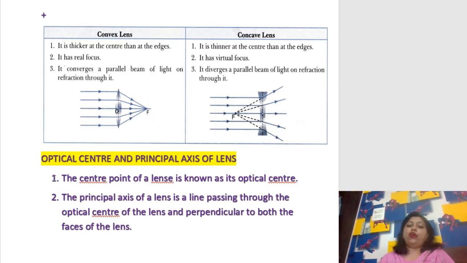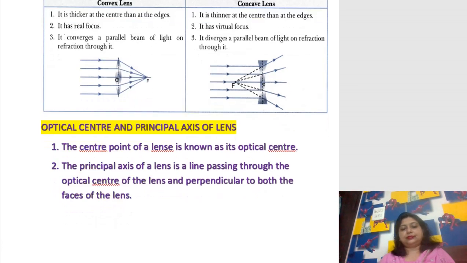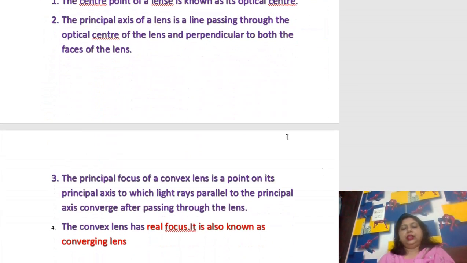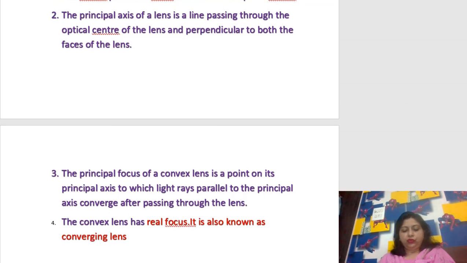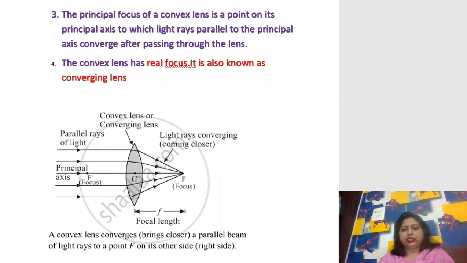Now the next point, optical center and principal axis of a lens. The center point of a lens is known as its optical center. The middle part of the lens is its optical center. Like here in this lens, this is the middle point. So this point is known as the optical center. And the same in concave or convex, both have the optical center.